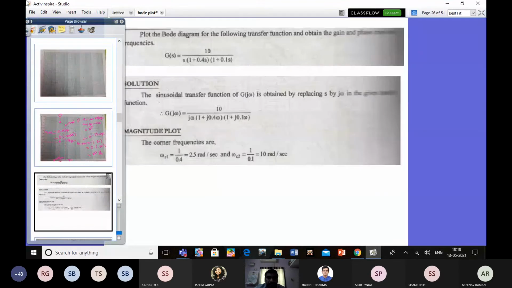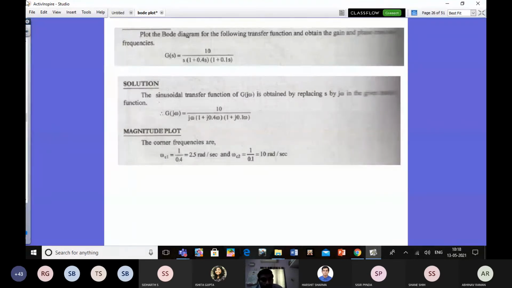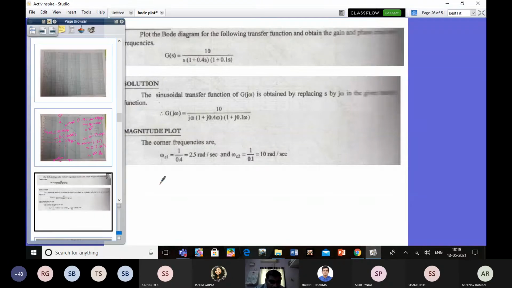Okay, next problem. Write down this problem. Plot the Bode diagram for the following transfer function. Obtain the gain and phase crossover frequencies. You can tell me the answers for this problem. What are the steps I want to follow? You tell me.